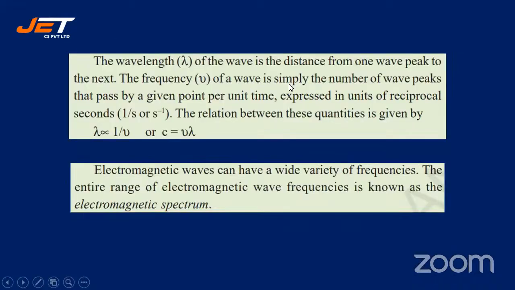The frequency of wave is simply the number of wave peaks that pass by a given point per unit time. It is expressed in units of reciprocal per second, that is 1 by s or second inverse. The relation between these quantities is given by this: lambda, the wavelength, is inversely proportional to the frequency. That's why it is 1 by nu. Here, this is pronounced as nu.